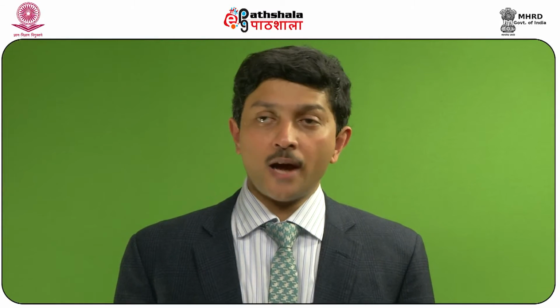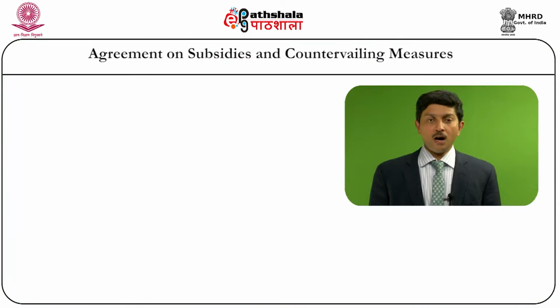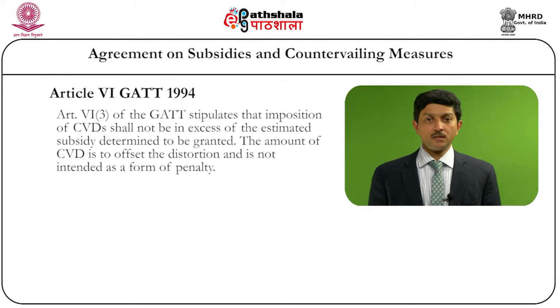Subsidies can be disciplined either through CVD proceedings, which are domestic proceedings, or through direct challenges before the dispute settlement body of the World Trade Organization. Article 6.3 of the General Agreement stipulates that imposition of CVDs shall not be in excess of the estimated subsidy determined to be granted. The amount of CVD is to offset the distortion in the market and is not intended as any form of penalty.